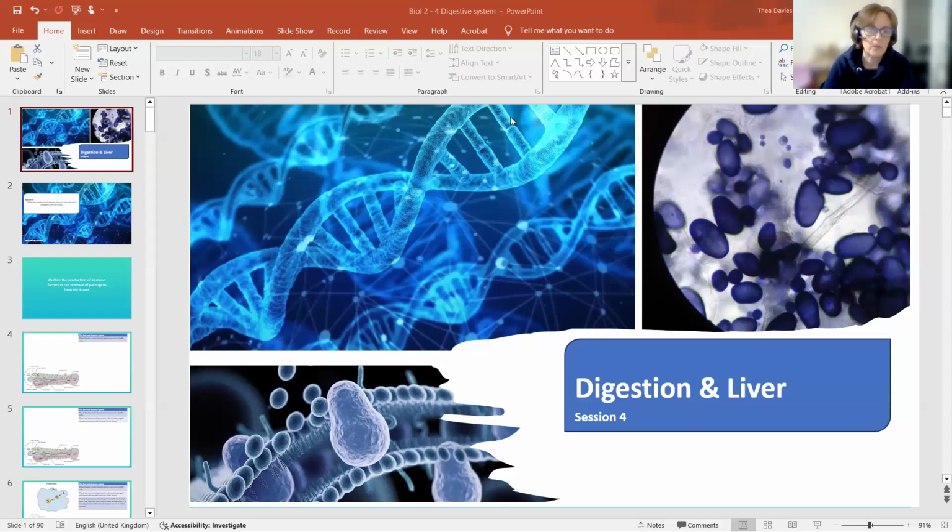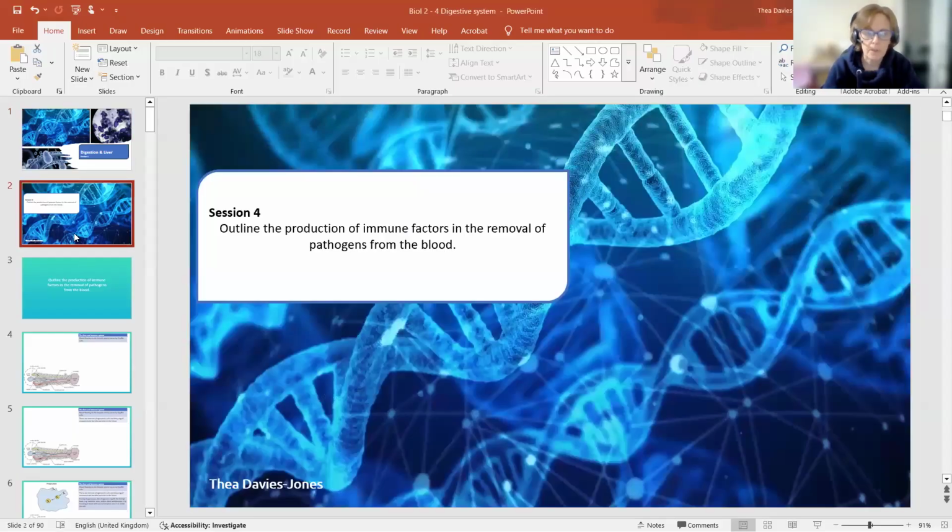Okay, so welcome to session 4 on digestion and the liver. We'd started a bit of these slides last lesson because we were a little bit ahead of schedule. What we were looking at are the immune factors and the removal of pathogens from the blood. I went over the outline of the immune processes of the liver.